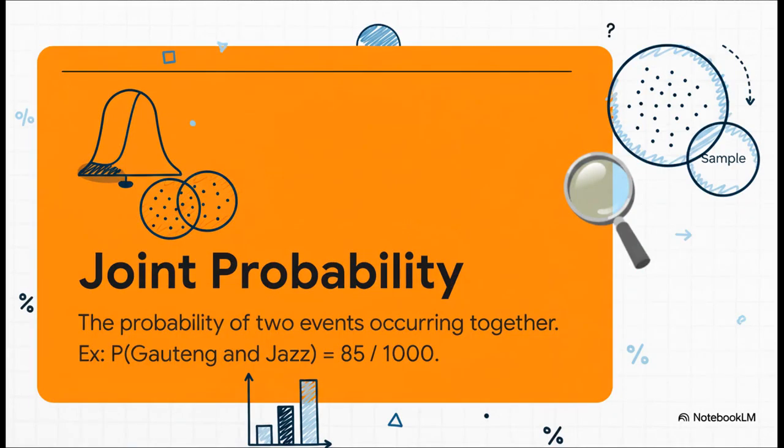Next up is joint probability. The key word to look for here is and. What's the probability that a person is from Gauteng and they like jazz? You just look for where the Gauteng row and the jazz column cross paths, and boom, it's 85. So the probability is 85 out of that same grand total of 1,000.